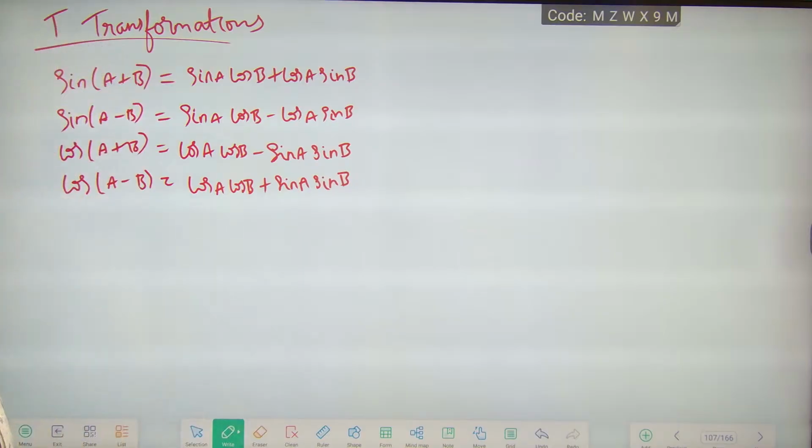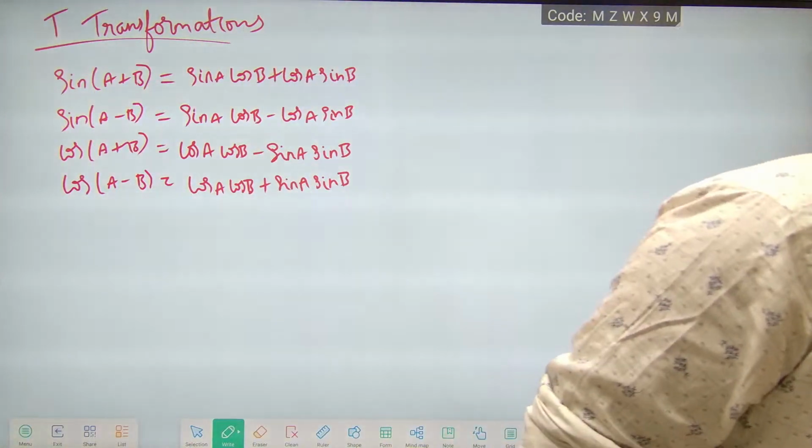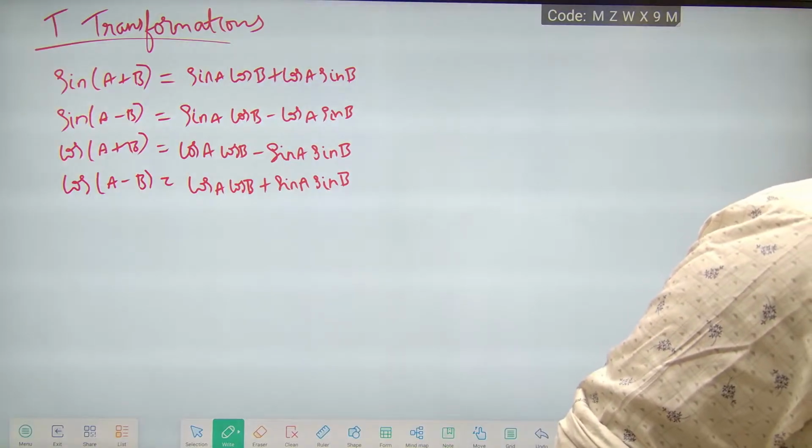If you ask cos to open the door, it will close the door. If you ask cos to close the door, it will open the door. That is, plus will become minus, minus will become plus. This is the peculiar characteristic that we have with cos. Clear?